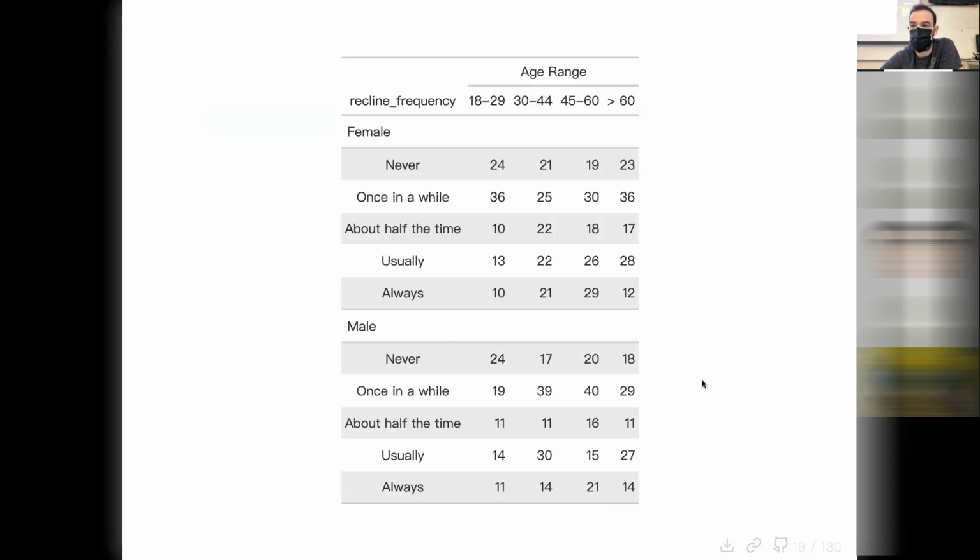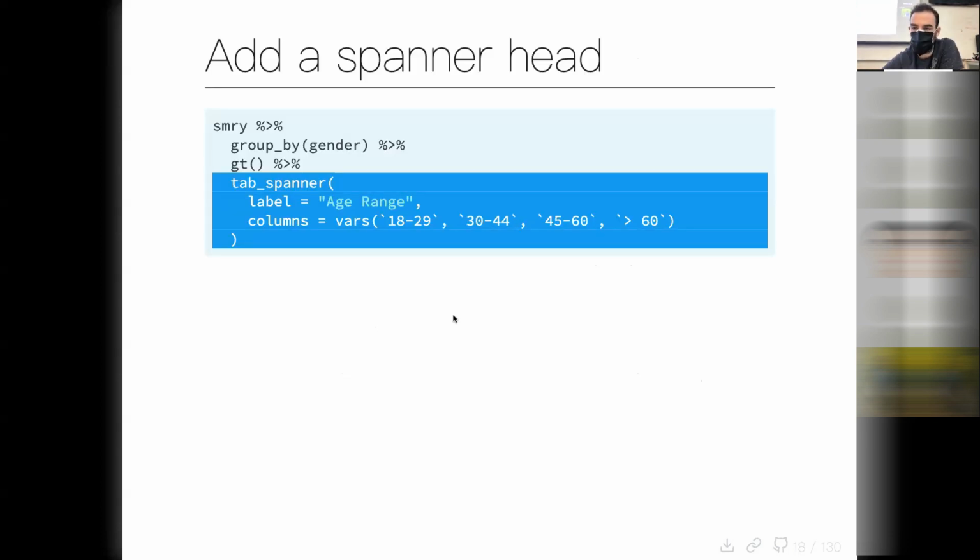If we have two categories, then we just add the name on the label? So you mean you have two spanner heads? Yes. Then you would just pass this to another layer where you would add another tab_spanner. Oh, okay, got it. Thanks. Other questions?